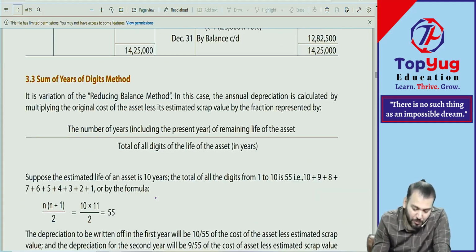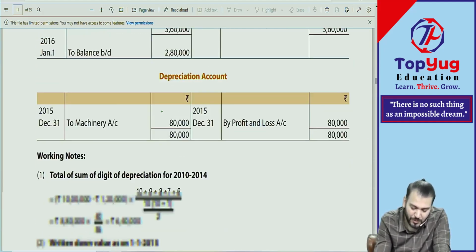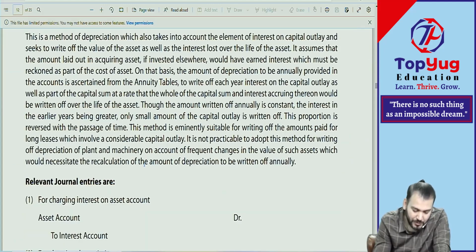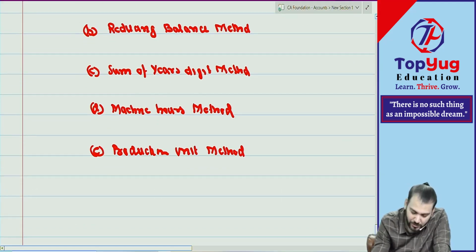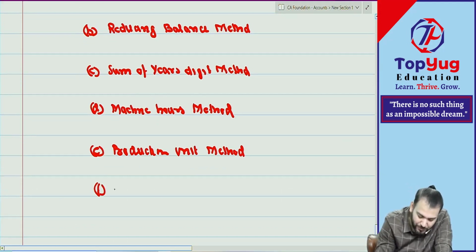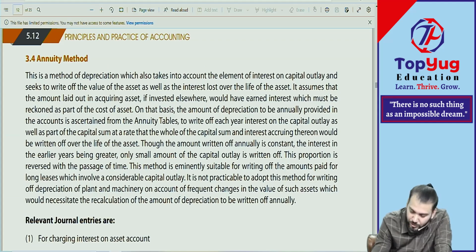The sum of year digit method is given. Then the annuity method is also given. I will say it will change. Whatever they have given, I will teach. Annuity method. Okay, sir, what is this annuity method? I will teach you. Nothing to worry.